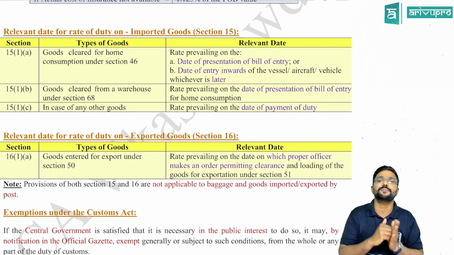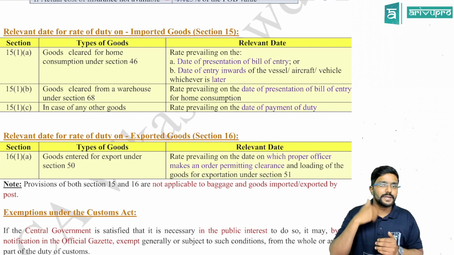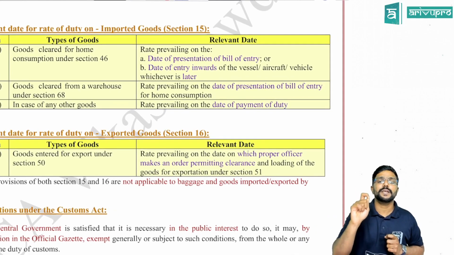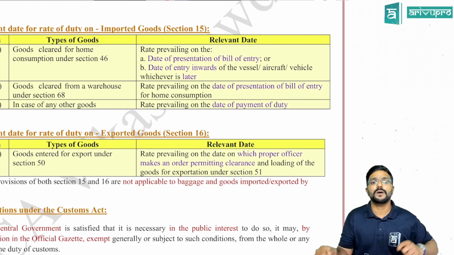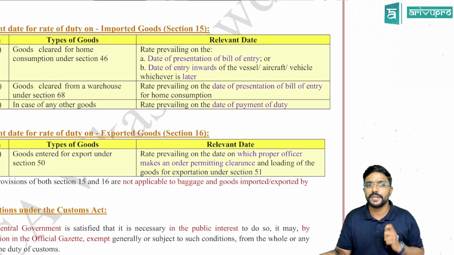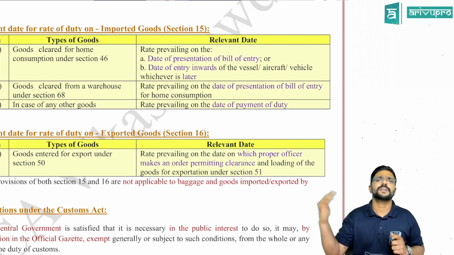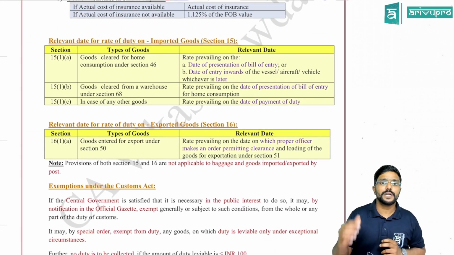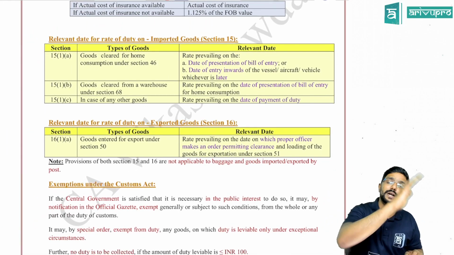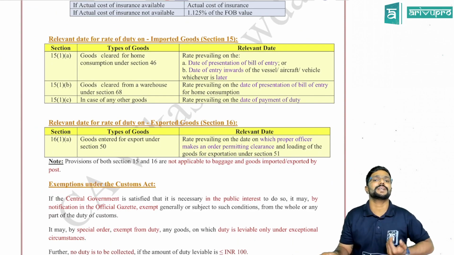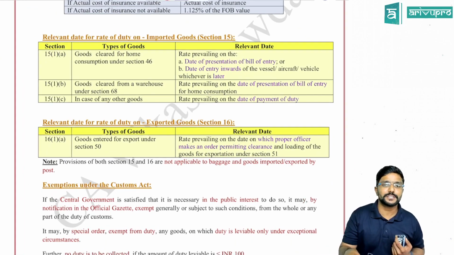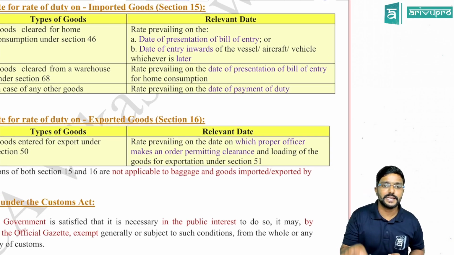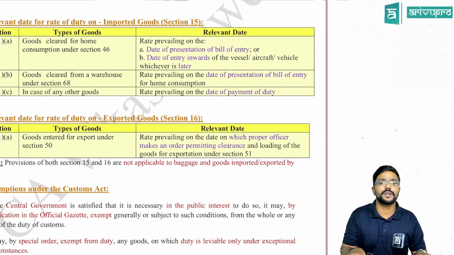Immediately after the goods are imported and unloaded here, that is, the importer has paid the duty and it is cleared for home consumption. In that case, whatever import duty rate is prevailing on the date of presentation of bill of entry or the date of entry inwards of the respective mode of transportation, whichever is later. Then, what if the goods are imported, stored in the warehouse, and then cleared for home consumption after the importer has paid the duty? Then the rate of duty has to be taken as on the date of presentation of bill of entry. In any other case, the rate prevailing on the date of payment of duty.